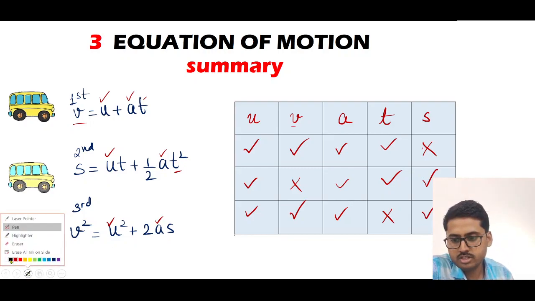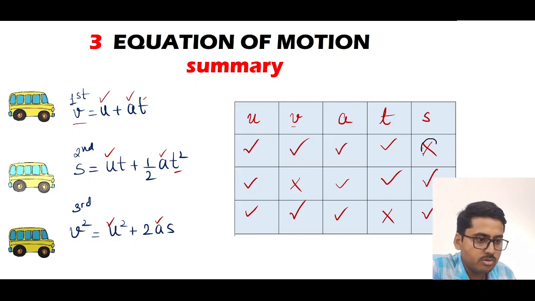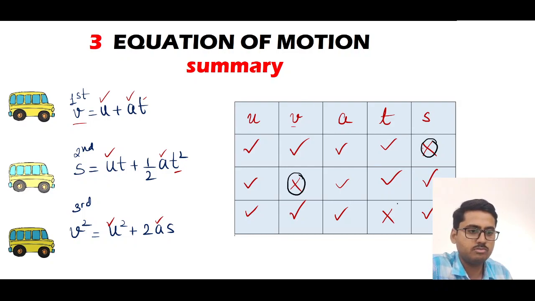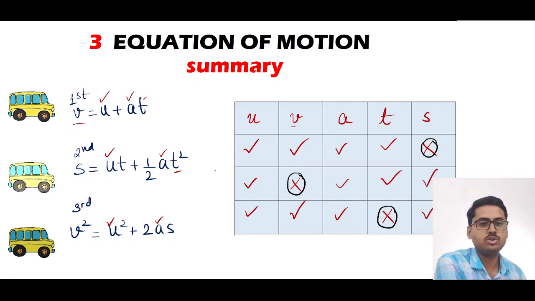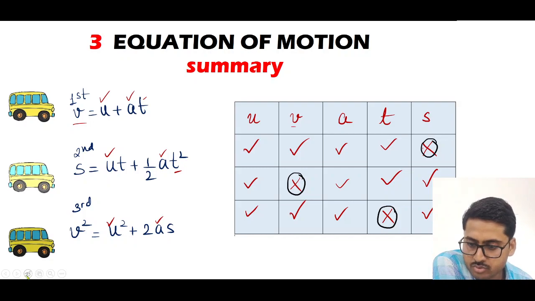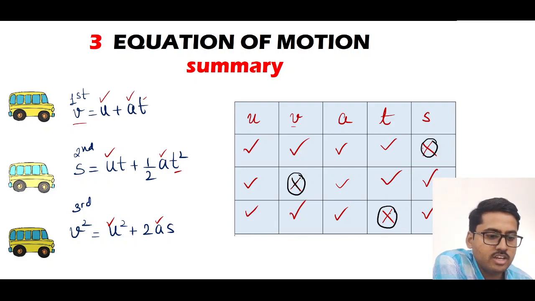So here if you see, there is something that is not present in each of the equations. In first equation, displacement is not present. In second equation, final velocity is not present. And in third equation, time is not present. So if you are asked to find, let's say, final velocity, you are not going to use the second equation because it is not present in the second equation. If you have to find time, then you will not use third equation. In that case other two equations are useful.